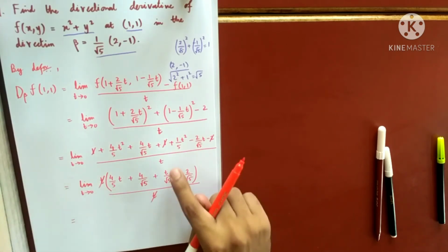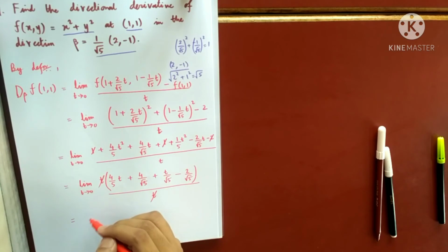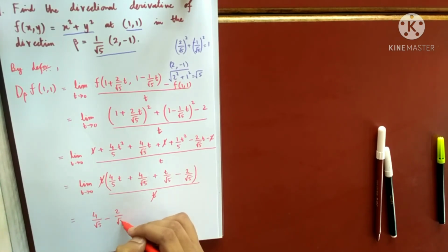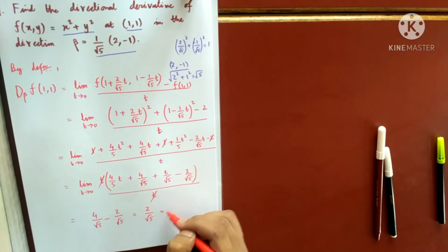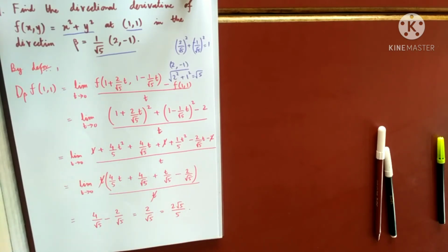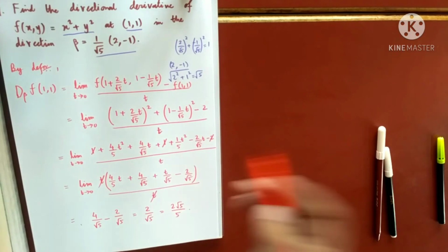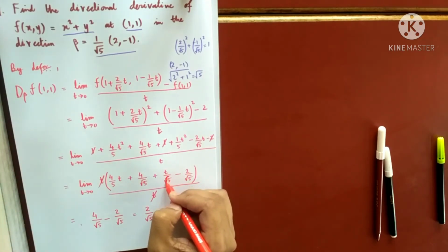You can put t equals to 0. So this becomes 0, this becomes 0. I am remaining with 4 by root 5 minus 2 by root 5, which is nothing but 2 by root 5. On rationalizing, this will become 2 root 5 by 5. So this is the value of the directional derivative of the function x square plus y square at the point 1 comma 1 in the direction of the unit vector along 2 comma minus 1.